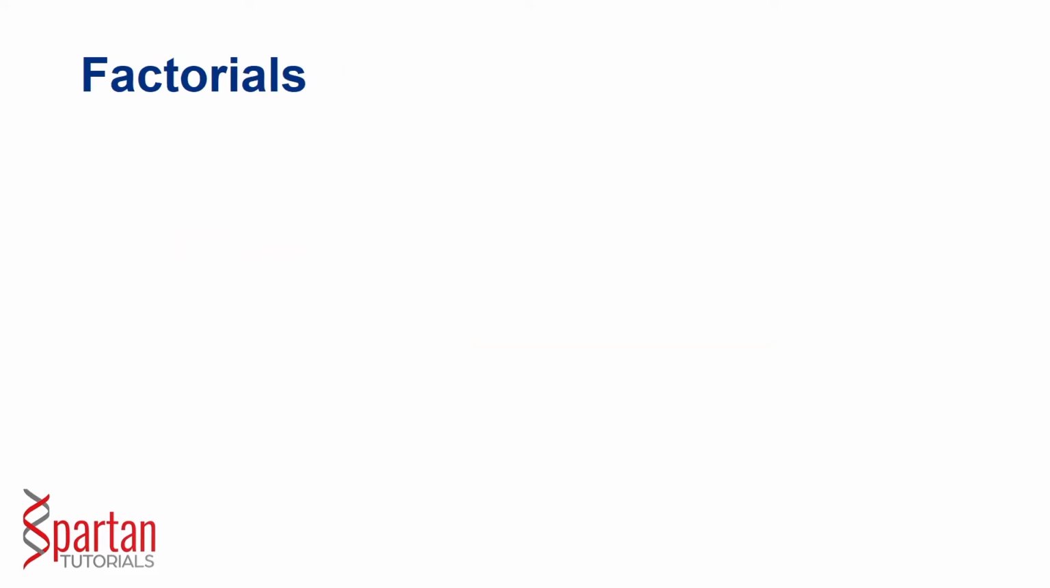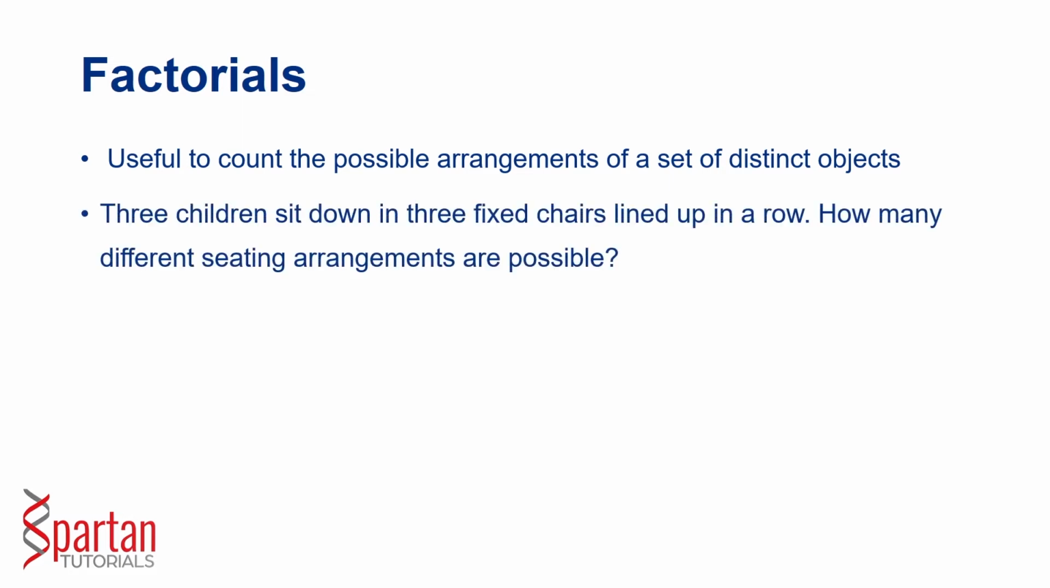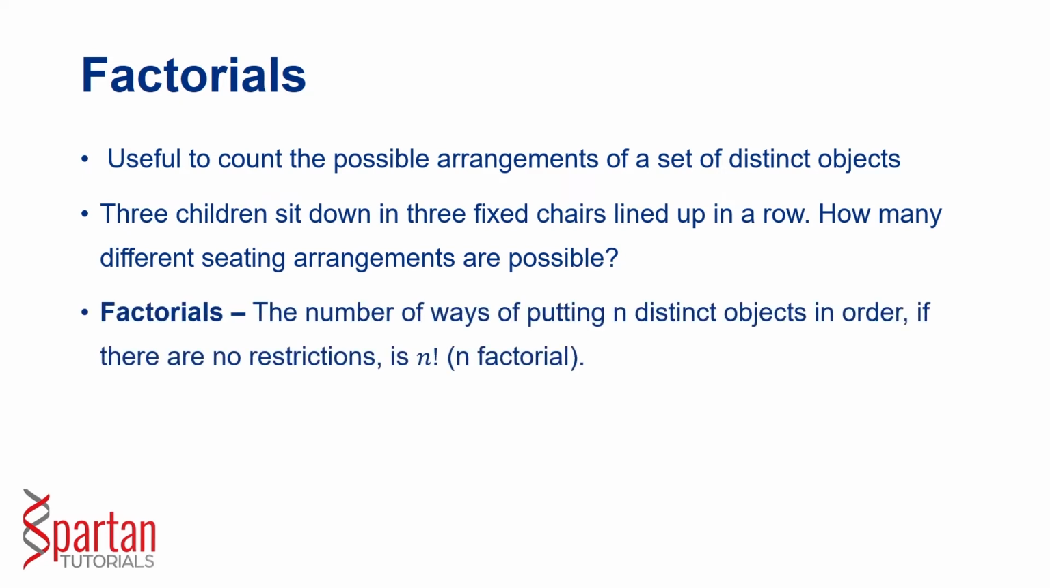The next method for calculating permutations is by using factorials. Factorials are useful to count the possible arrangements of a set of distinct objects. For example, 3 children sit down in 3 fixed chairs lined up in a row. How many different seating arrangements are possible? So here, factorials can be used. The number of ways of putting n distinct objects in order, if there are no restrictions whatsoever, is n factorial. And factorials are denoted by this exclamation sign.